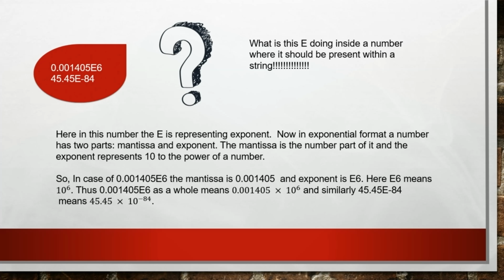So, in the case of 0.001405 times 10 to the power of 6, the mantissa is 0.001405 and the exponent is e6. Here e6 means 10 raised to the power of 6. Thus 0.001405e6 as a whole means 0.001405 multiplied by 10 raised to the power of 6, and similarly 45.54e-84 means 45.54 multiplied by 10 raised to the power of -84. That's all with floating point literals.